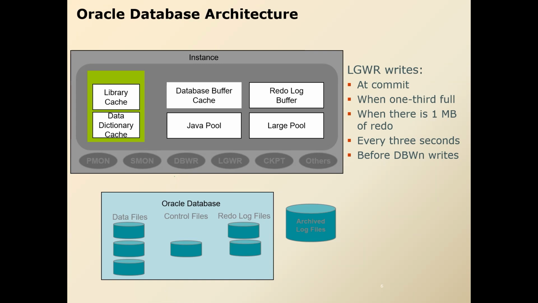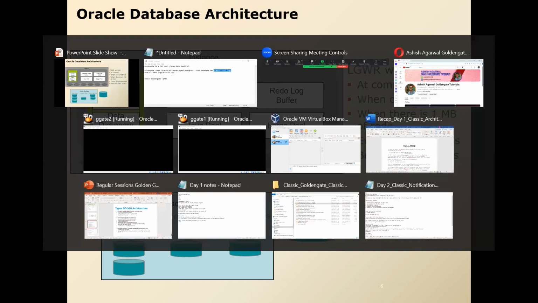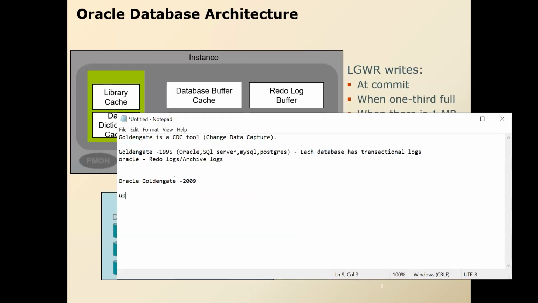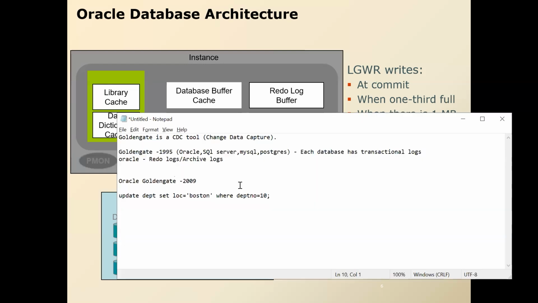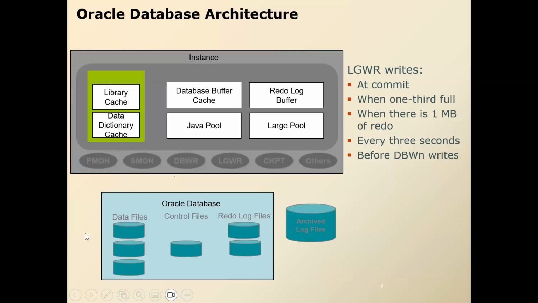So the thing is, at the database level, say for example, at your SQL server or your Toad or SQL prompt, you ran one command, which is update dpt set location equal to Boston where department number is equal to 10. Now this is a change which is made to the database. This particular buffer gets written into the database buffer cache first.